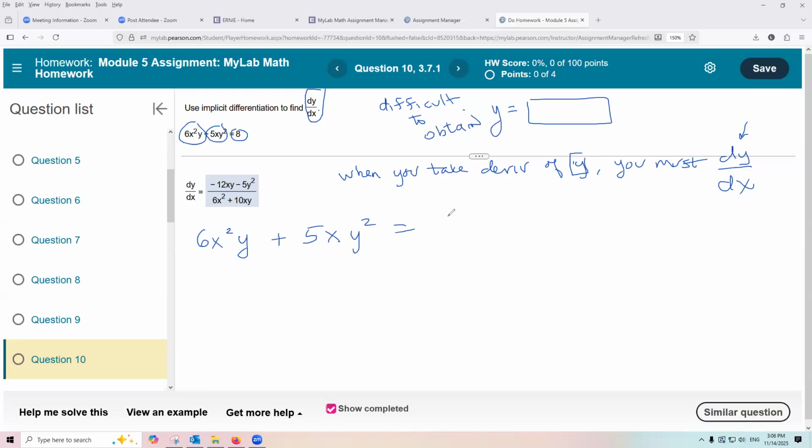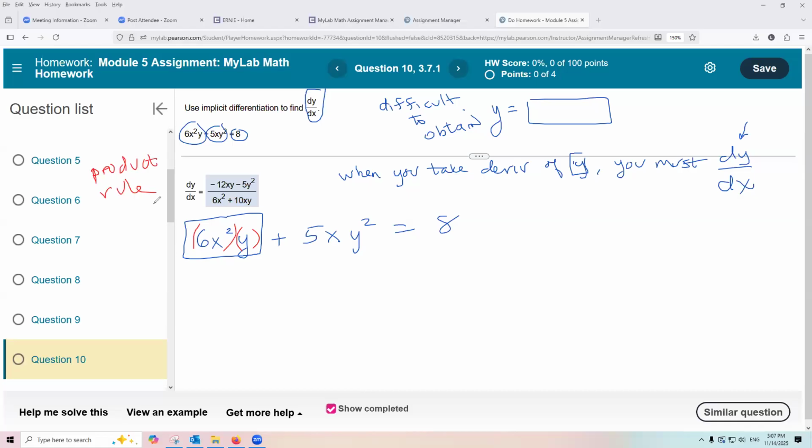And let me start out here looking at this 6x squared y. Remember, y is a function of x. Well, I'm going to need the product rule for this because really I'm going to think of it as 6x squared multiplying y. So I'm going to use the product rule.